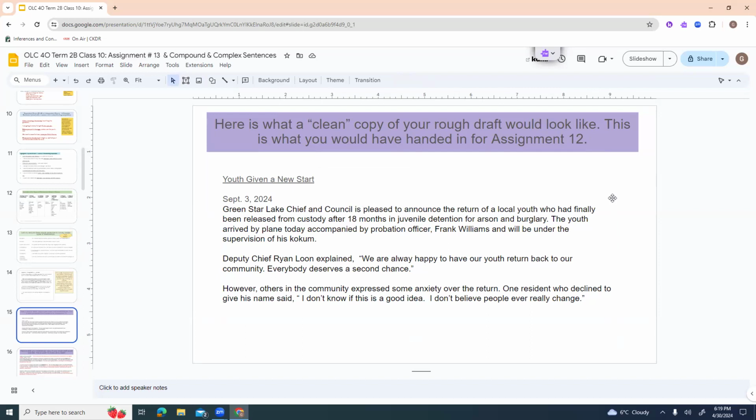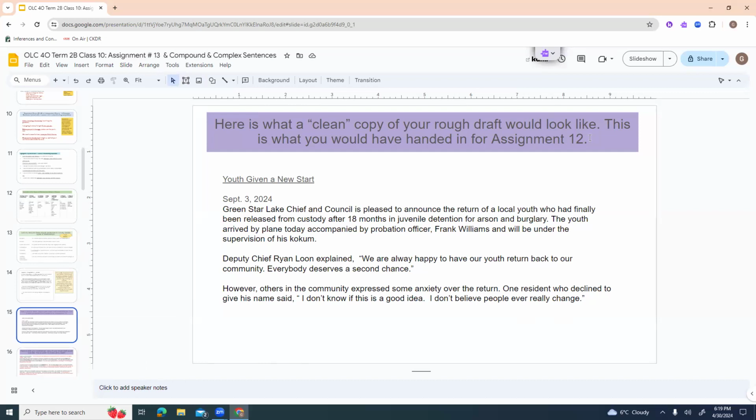The youth arrived by plane today, accompanied by probation officer Frank Williams, and will be under the supervision of his gookum. Deputy Chief Ryan Loon explained, "We are always happy to have our youth return back to our community. Everybody deserves a second chance." However, others in the community expressed some anxiety over the return. One resident, who declined to give his name, said, "I don't know if this is a good idea. I don't believe people ever really change." Okay, so that's the clean copy.